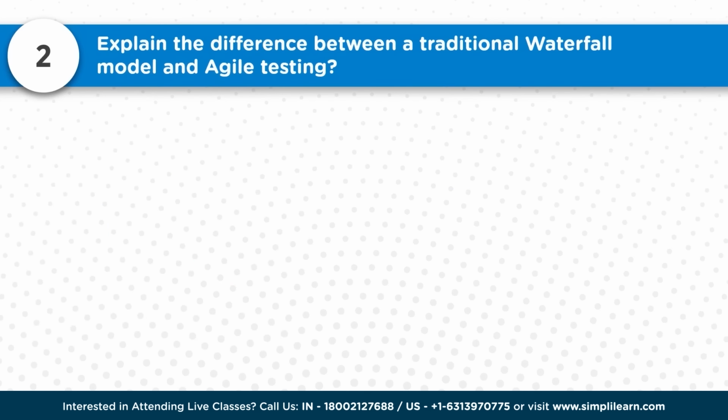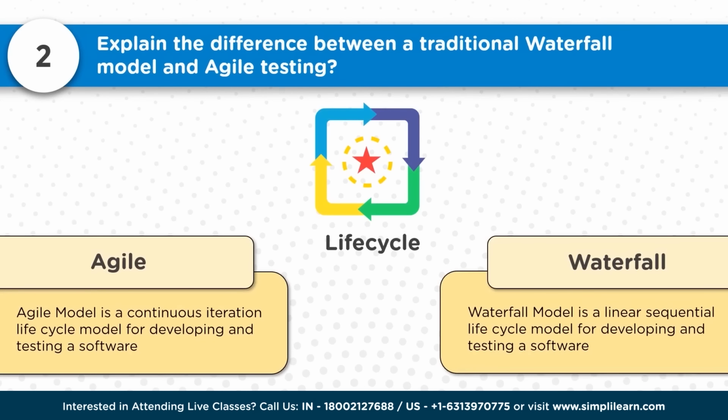So question number 2, explain the difference between a traditional waterfall model and agile testing. When we say agile and waterfall, they are two different dynamics altogether. The agile model is a continuous iteration lifecycle model for developing and testing software, whereas waterfall is a linear sequential lifecycle model for developing and testing the software.